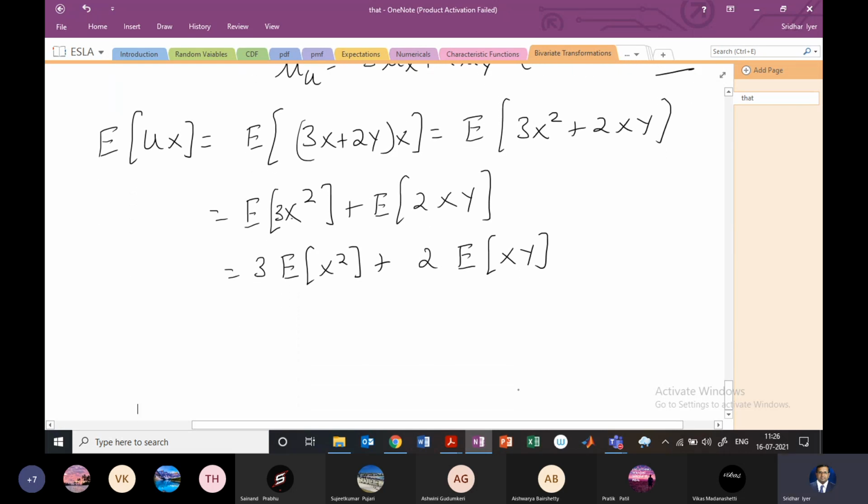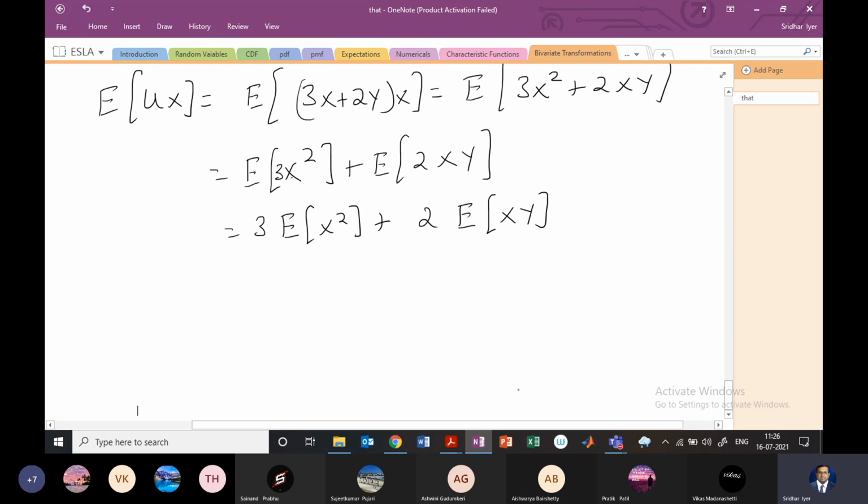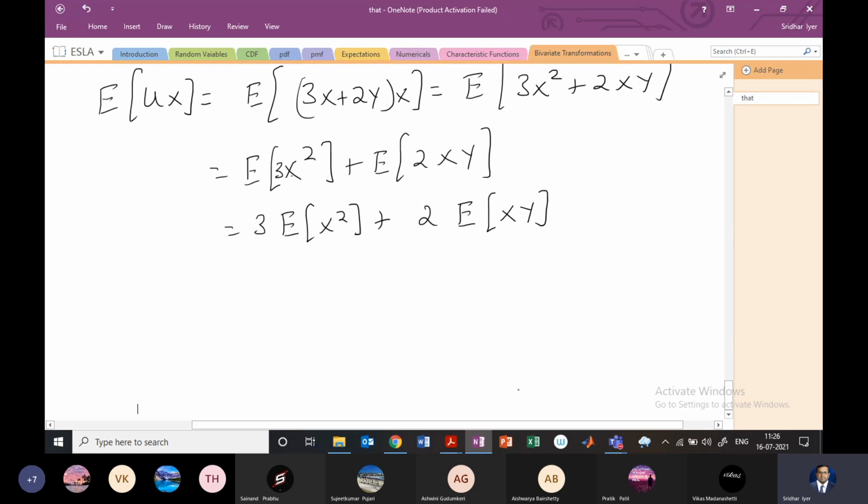Right? I hope this is clear how to find this. Right? So now our job is to find E of x square and E of xy. Right? Now, any ideas how can we find E of x square?